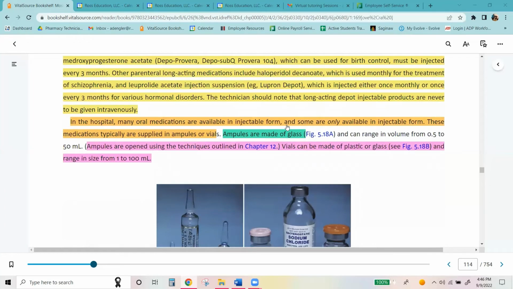In the hospital, many oral medications are available in injectable form, and some are only available in injectable form. These medications typically are supplied in ampules or vials. Ampules are made of glass. They can range from 0.5 to 50 ml. Ampules are opened using a technique outlined in Chapter 12. And if you ever go to your open lab, if you have a campus near you, this is one thing that you should practice when you're on campus because this is not going to be in your lab kit.